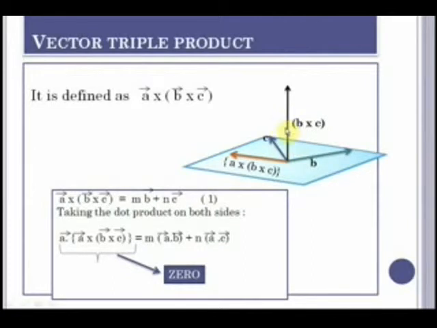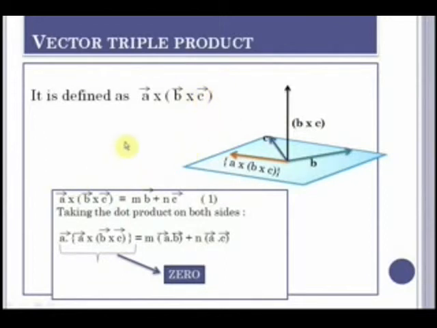Now again, if we take the cross product of A with this vector B cross C, then this would generate a vector A cross B cross C, which would lie in the plane of B and C. Thus we see that A cross B cross C, B and C are coplanar vectors, that is, they lie in the same plane. So A cross B cross C results in a vector which is coplanar with B and C.